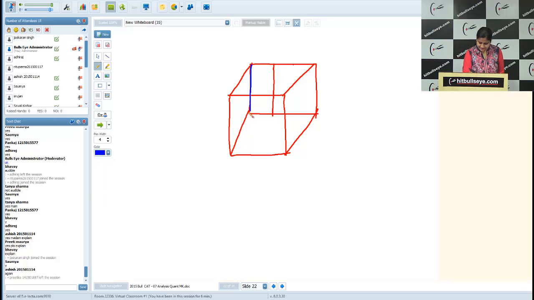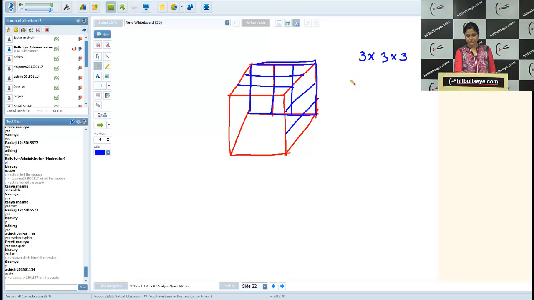Suppose I'm considering this face. If the dimension is 3 by 3, you will make 2 cuts. Again, you will make 2 cuts here. Then you will make 2 cuts here. So how many cuts are needed? Can you say 3 by 3 by 3 cube? We have 2 plus 2 plus 2 cuts. So whatever be the dimension, we'll take minus 1. You got that, Ashish? Okay.